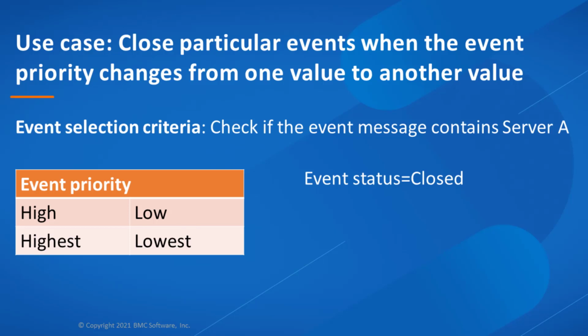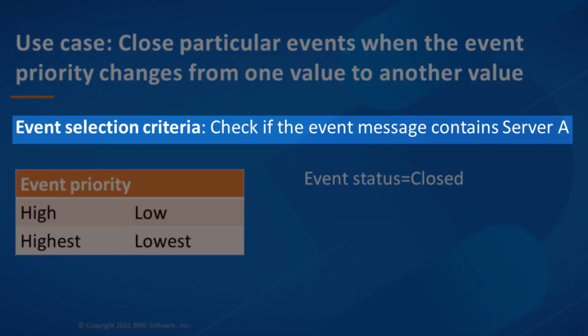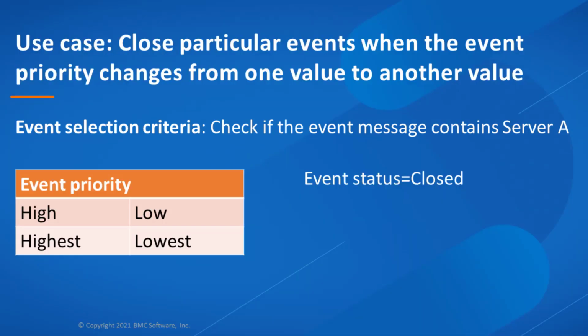Now, we'll look at another use case. Suppose you want to close events when the event priority changes from one value to another value. For example, if the event priority changes from high to low or highest to lowest, you want to close the event. Notice that the event selection criteria is the same. Let's start building a workflow for this use case.